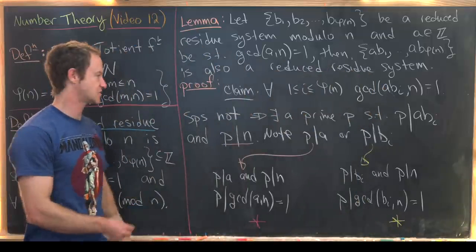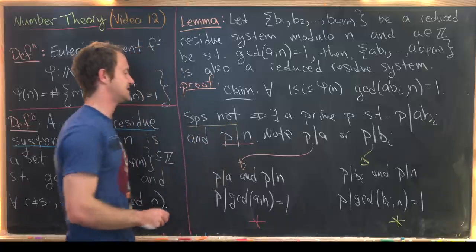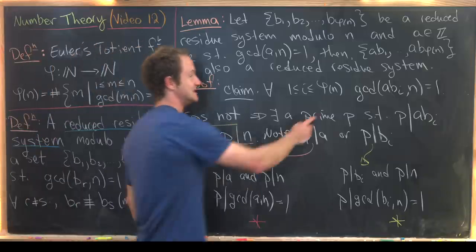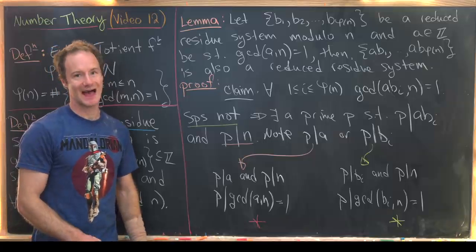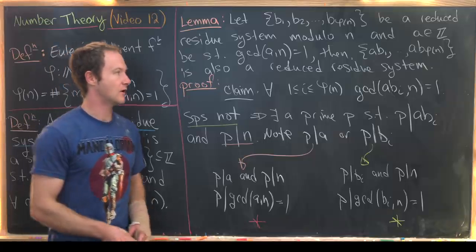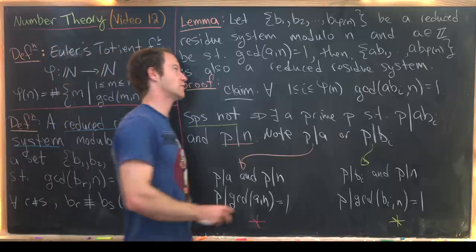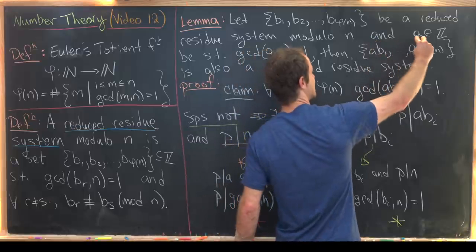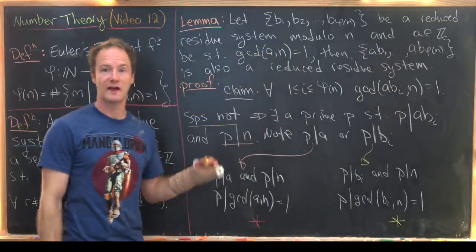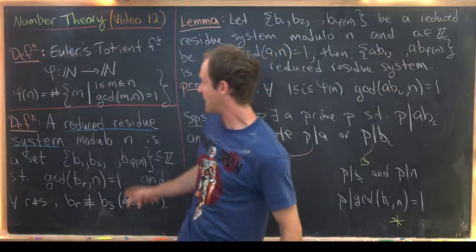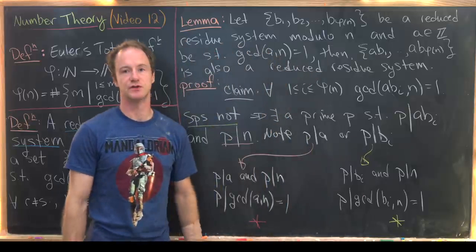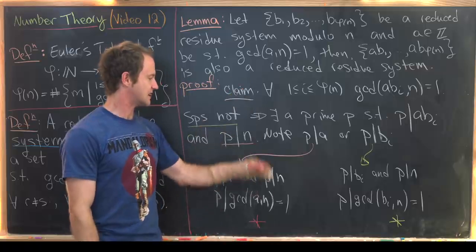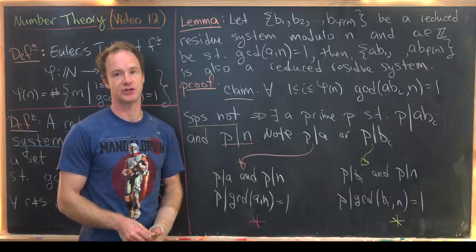So we've got P divides 1 again, which is again a contradiction. So what did we contradict? We contradicted this supposition that the GCD is not equal to 1, which means this GCD has to be equal to 1. Okay, so what do we have so far? We've got all of these numbers in this set are relatively prime to N. And that's the first condition that we need for this new set to be a reduced residue system. Okay, let's get rid of this and we'll prove the other condition.